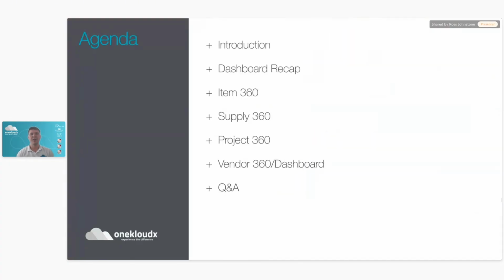So before we get fully underway, we'll start with a quick agenda for the action items for today. Starting off, we'll have a bit of an introduction to today's webinar, along with a recap of NetSuite dashboards in general. Then we'll go on to the separate areas of focus for today's webinar, being Item 360, Supply 360, Project 360, and the Vendor 360 Dashboard.